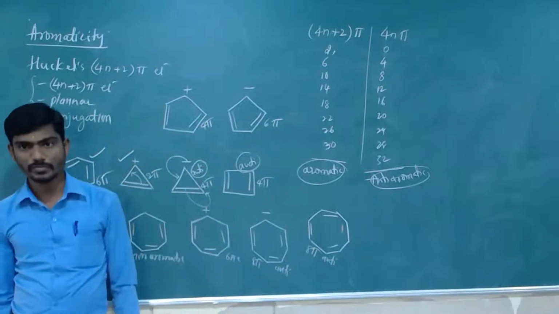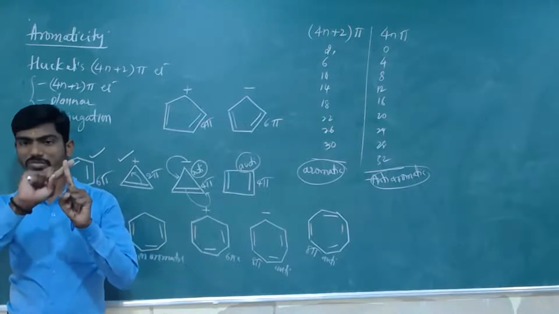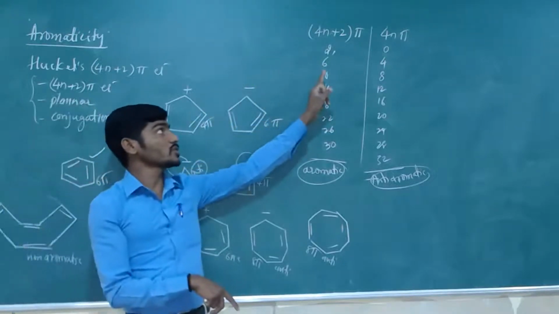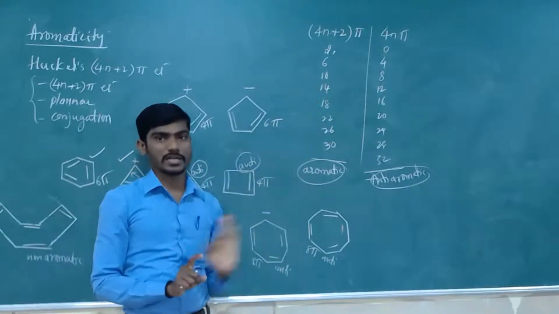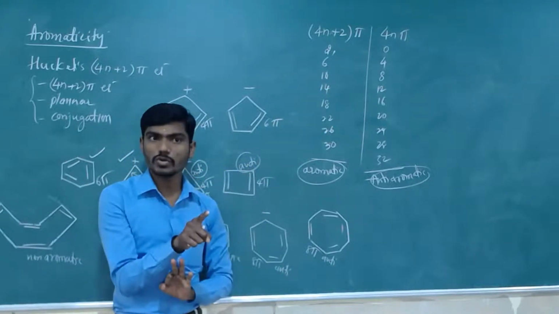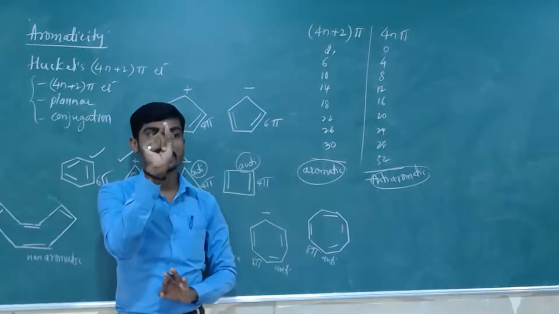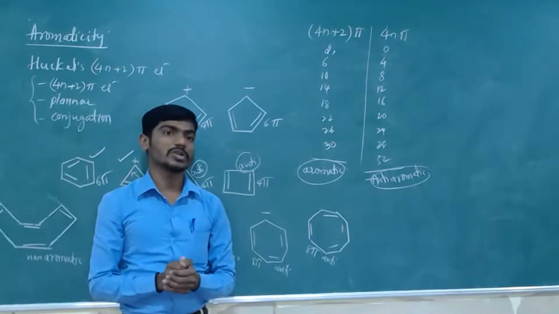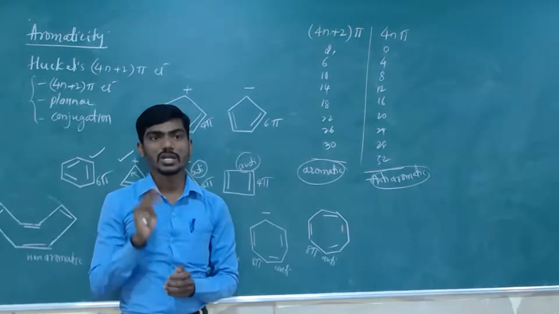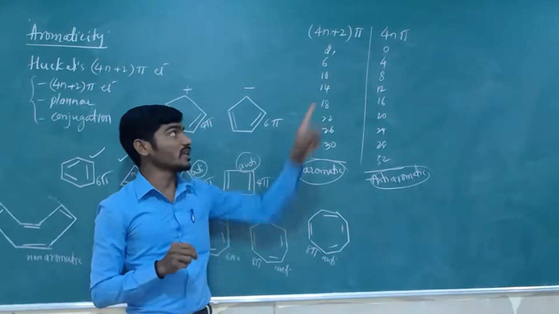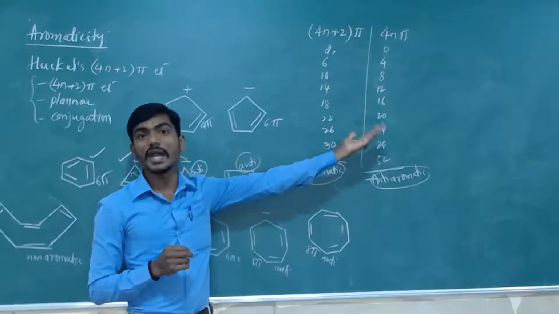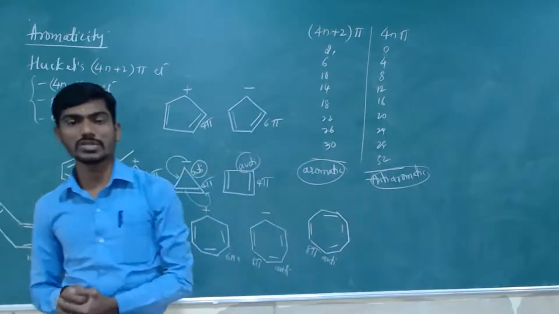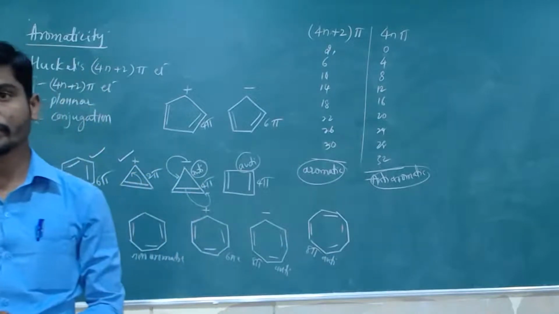Clear concept? Number 1, structure must be planar. It should contain 4n plus 2 delocalized pi electrons. That means alternate single and double bonds in conjugation, delocalized. Then the compound is said to be aromatic. If it contains 4n pi electrons, then it is said to be anti-aromatic. Other than these two, it is a non-aromatic compound. This is the concept of aromaticity.